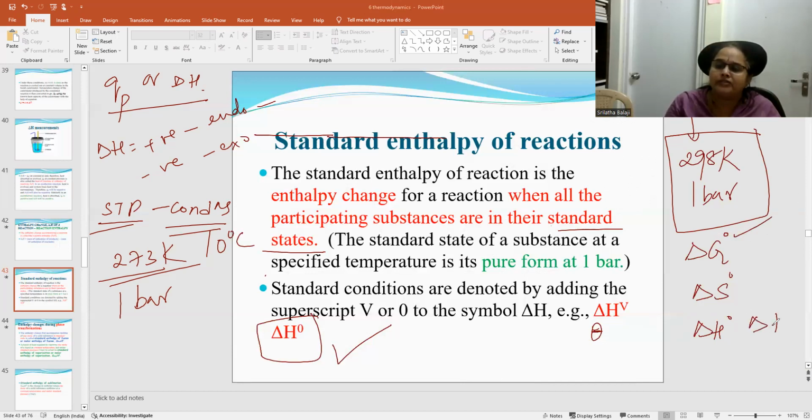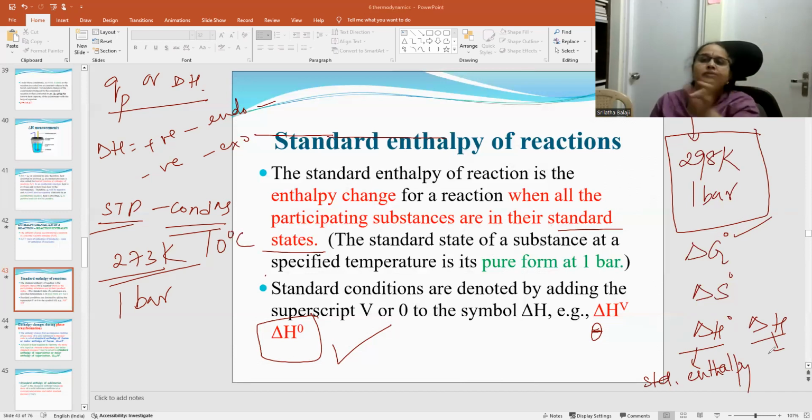So when I write delta H naught, we call this standard enthalpy, whereas this is simply enthalpy, not at standard state. That's a difference. So you should be in a position to identify the notation. Is it given as naught or is it simply without it? Clear? This is a very, very important distinction you have to know. When you're reading a question, please observe that. How is it interpreted? Is there a naught there, or is that missing? Is that clear?